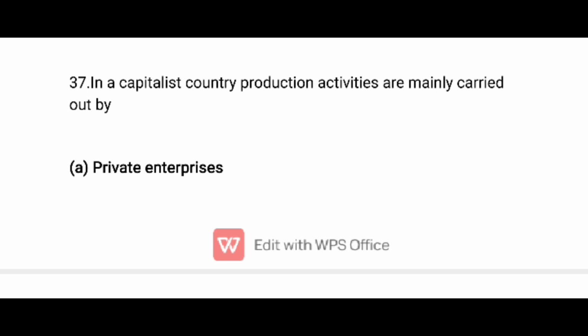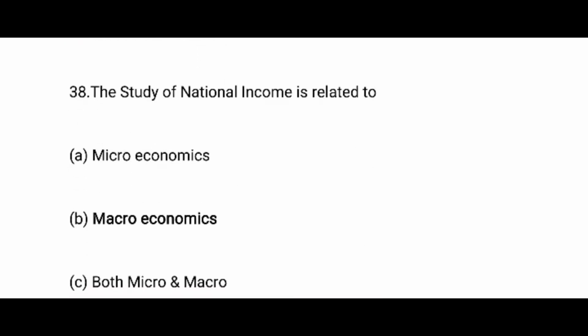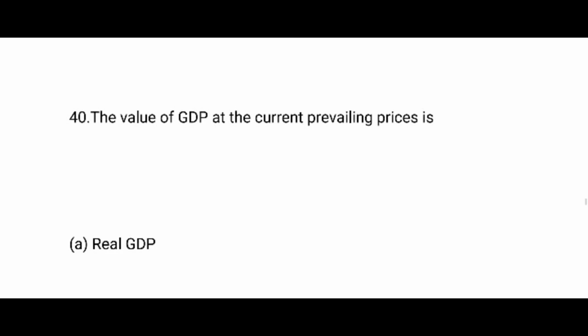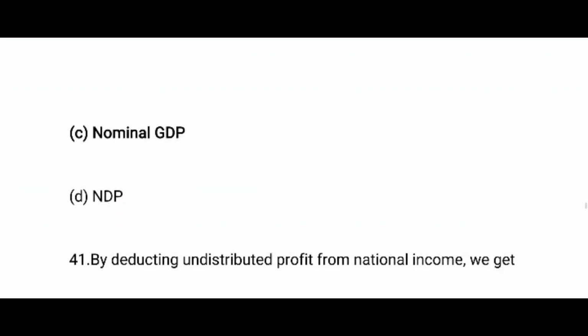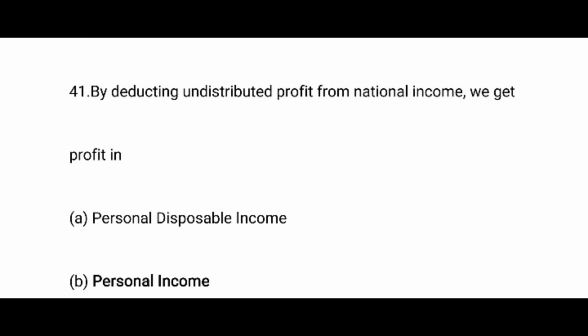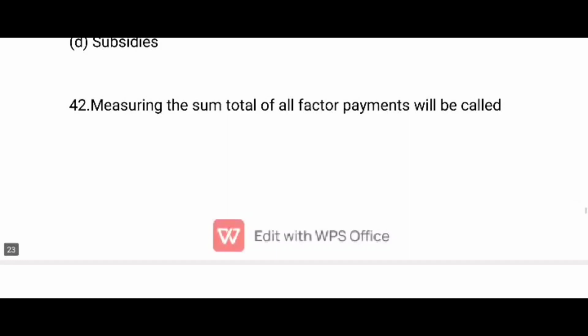In a capitalistic country, production activities are mainly carried out by private enterprises. The study of national income is related to macroeconomics. NNP is equal to GNP minus depreciation is the answer. The value of GDP at the current prevailing prices is nominal GDP. By deducting undistributed profit from national income, we get personal income. Measuring the sum total of all factor payments will be called the income method.